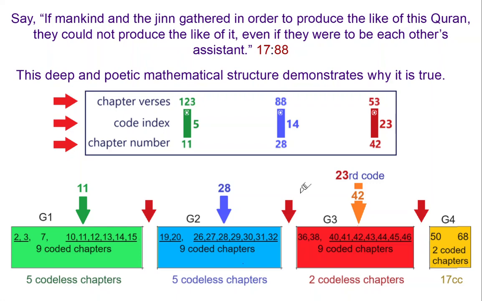Inshallah, in the next chapter, which would be chapter 4 of the Muqatta'at, we're going to build on what we have over here. And inshallah, we're going to move forward. It is exactly what Allah subhanahu wa ta'ala said: mankind and the jinn, if they come together, they cannot make anything like the Quran.